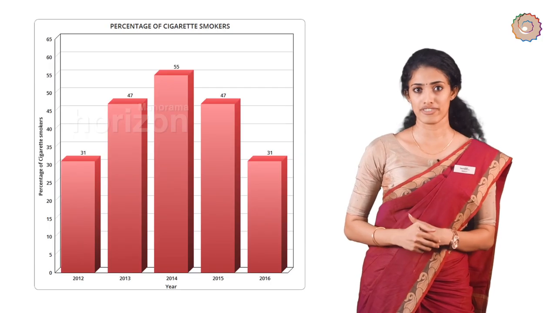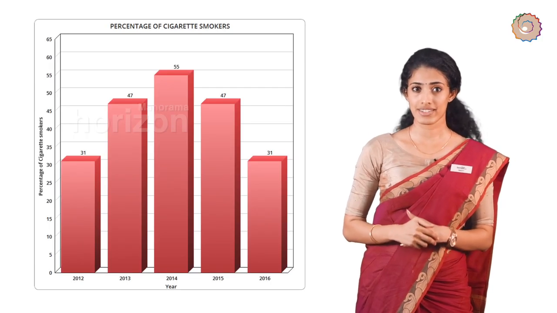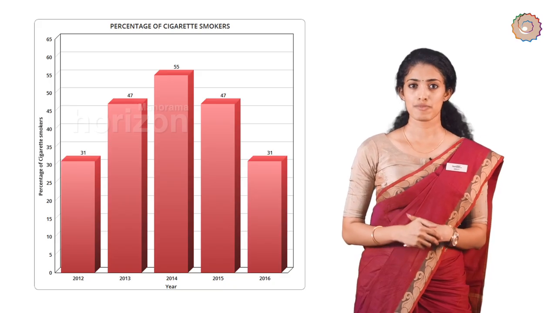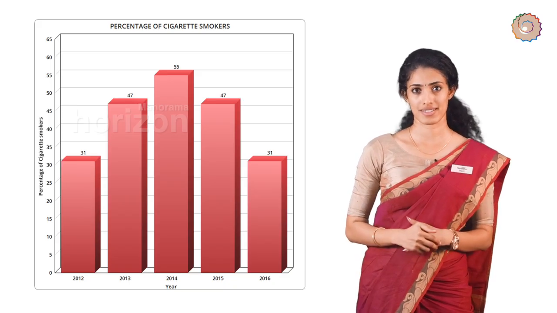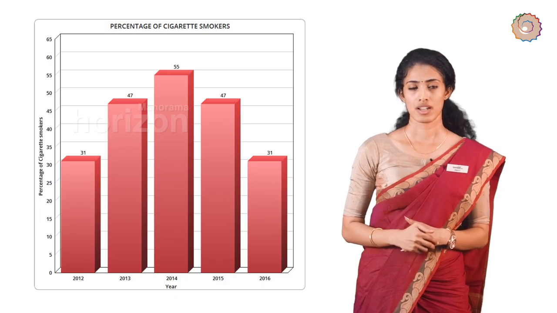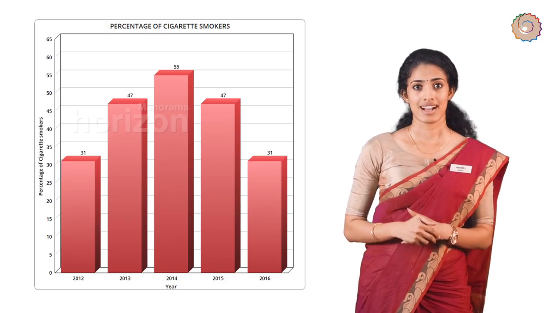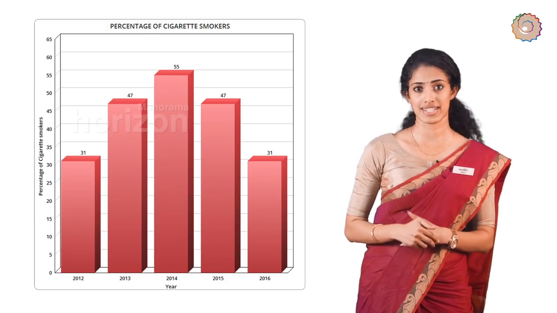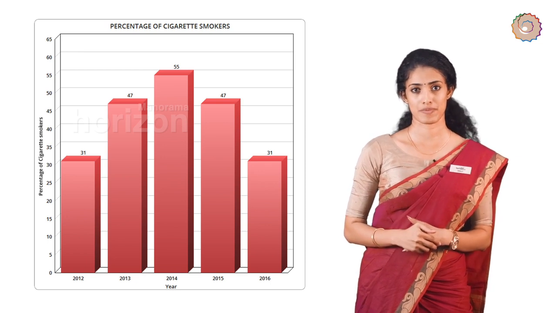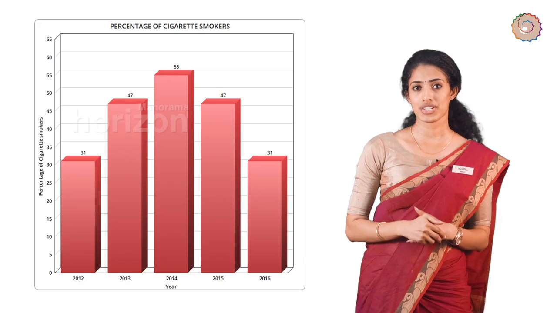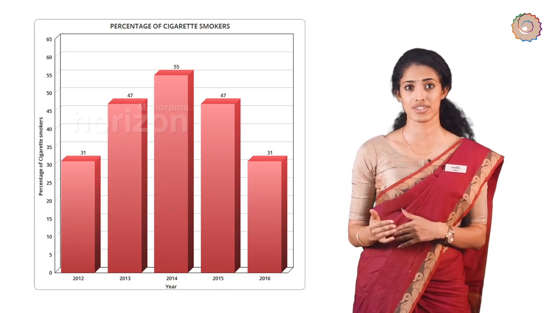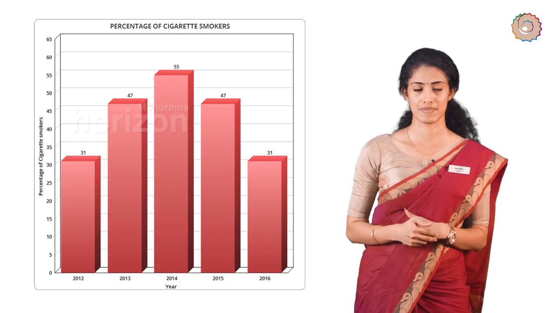Now, look at the graph in here. Percentage of cigarette smokers from 2012 to 2016. Observe there are gaps between the bars. These kinds of graphs are called bar graphs. A bar graph can be defined as a chart or graphical representation of data, quantities or numbers using bars. Bar graphs are used to compare and contrast numbers, frequencies or other measures of distinct categories of data.